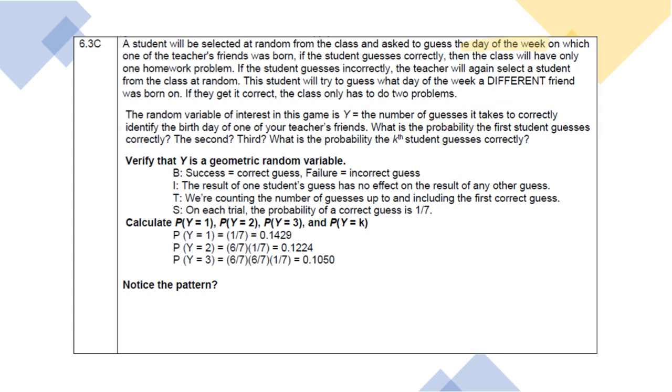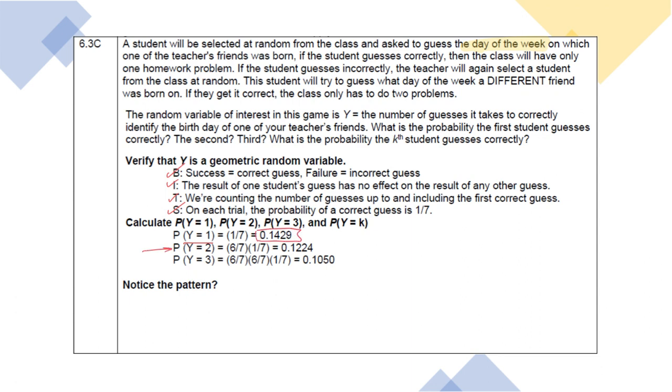And then we're counting the trials. We're counting the number of guesses, and on each trial, the probability of a correct guess is 1 out of 7 because that's how many days there are in a week. So we're good here. We can use a geometric random variable. The probability that they'll get it on the first guess is a 1 out of 7 chance. So here's your probability there.